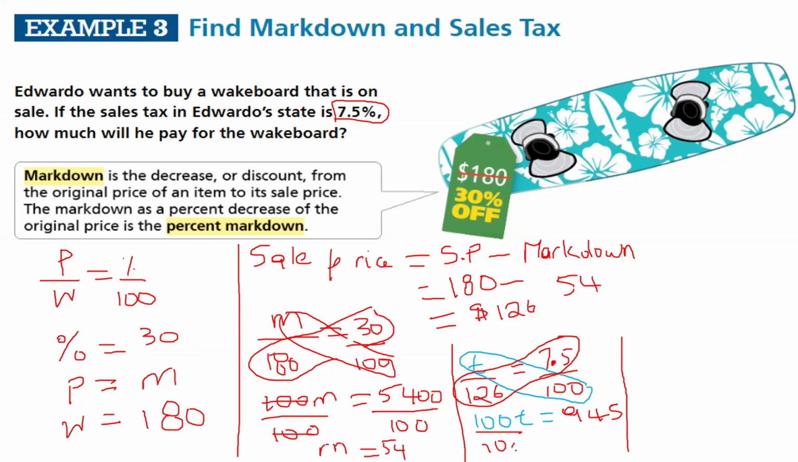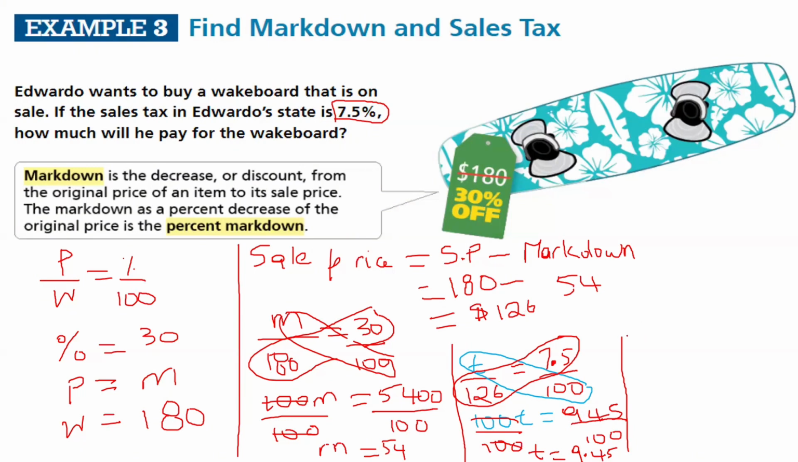Always do the opposite of what is happening to the variable to get the variable by itself. So the 100 is multiplying the T, therefore I divide to get rid of it. So 100 cancels out the 100 there, and 945 divided by 100 is $9.45. So what this is saying is that the sales tax of 7.5% means that Eduardo is going to pay an additional $9.45 on the sale price.